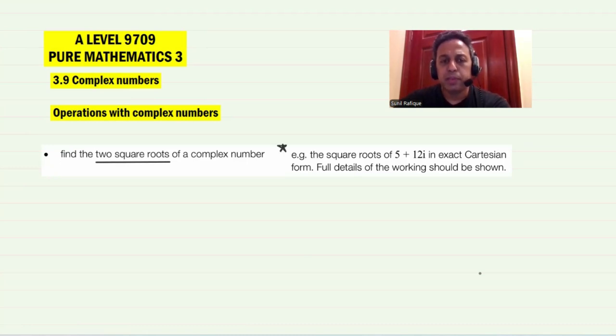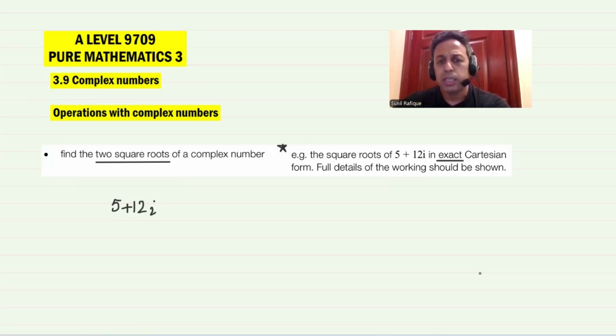So they have given an important instruction. For example, find the square roots of 5 plus 12i in exact Cartesian form. The emphasis is on exact and Cartesian. Remember from my previous video that this 5 plus 12i is a complex number in Cartesian form. So stay tuned for more videos and I'll show you how to get the polar and the exponential forms of complex numbers.